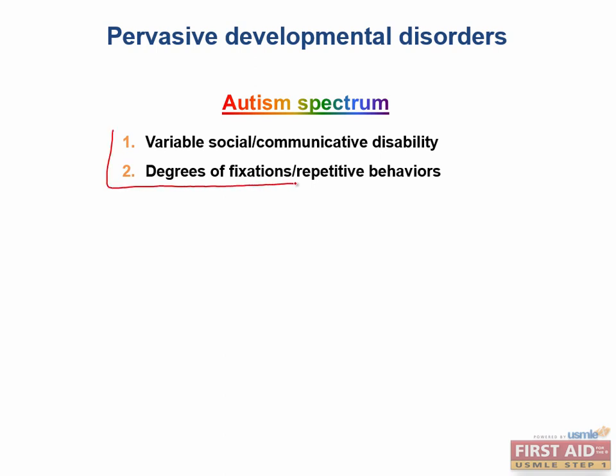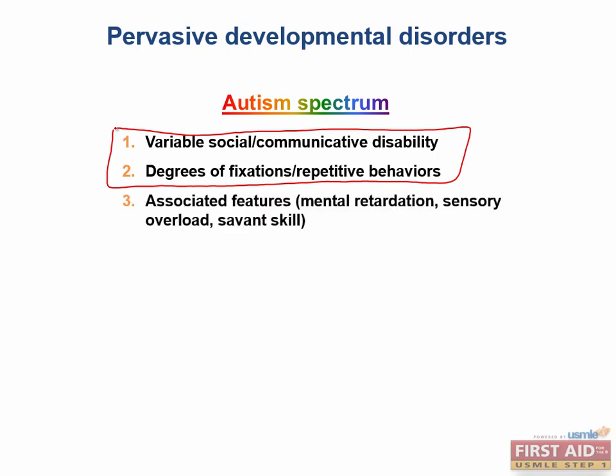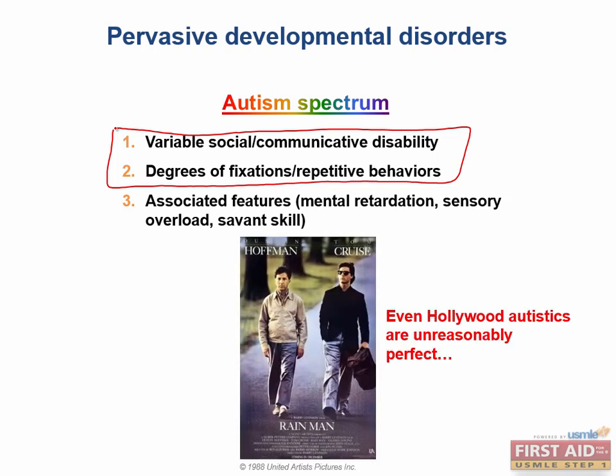Now, these are the central features involved in all autistic spectrum disorders, but each autism spectrum individual may have associated features, like mental retardation, sensory overload, or savant skills. By the way, even though the last one is everyone's favorite type of autistic, this is super uncommon. Just like Tourette's syndrome and coprolalia, savant skills are actually not that representative of autistic individuals.